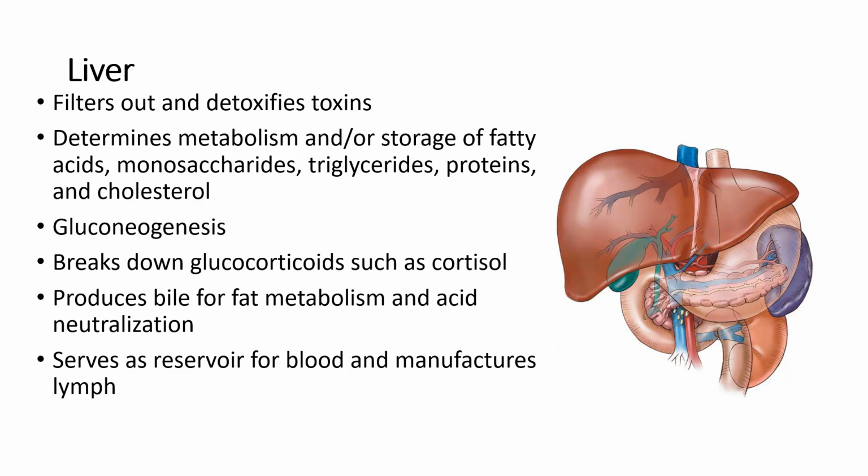So the liver's role is to filter and detoxify toxins. It determines the metabolism and storage of fatty acids, monosaccharides, triglycerides, proteins, and cholesterol. Obviously, at times we need creation of new glucose, such as with an adrenaline rush associated with high outflow of the sympathetic nervous system. You need that gluconeogenesis. That's important for the liver. The liver also breaks down glucocorticoids such as cortisol, obviously produces bile, and can serve as a reservoir for blood and manufacture lymph.